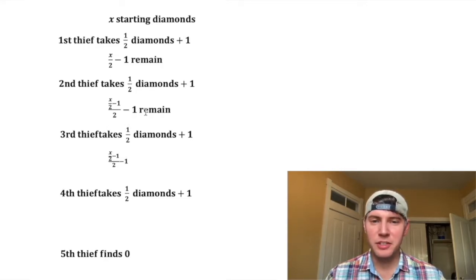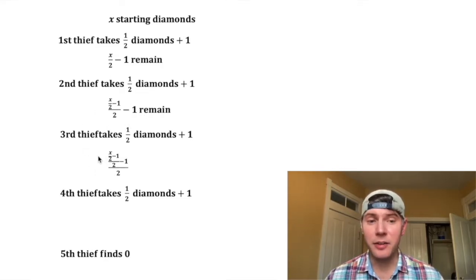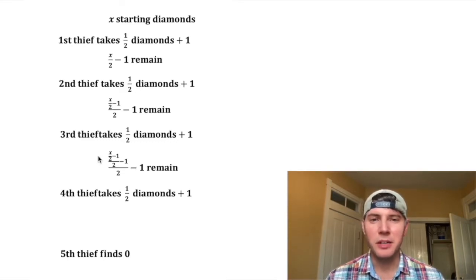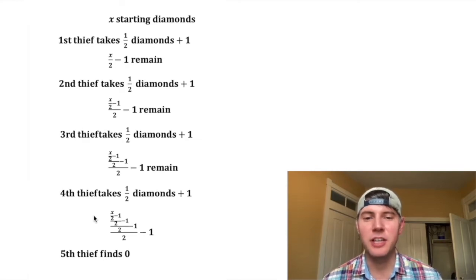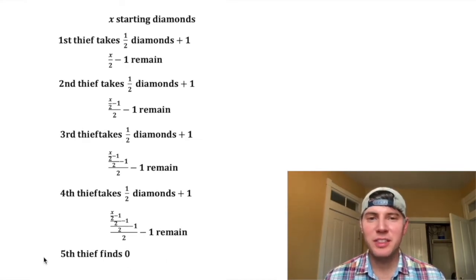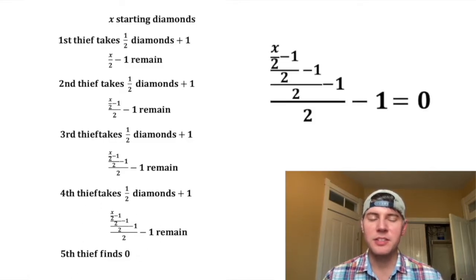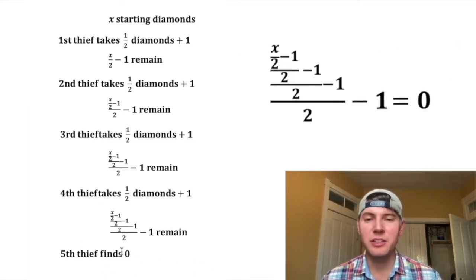The third thief will then take all of this stuff, cut it in half, and he'll take one more. So we have this many remaining. And then the fourth thief is going to take all of this stuff, cut it in half, and he's going to take away one more. So then when the fifth thief arrives, he's going to find 0 diamonds, or in other words, all of this is equal to 0. Here we have an equation and we can solve for X.